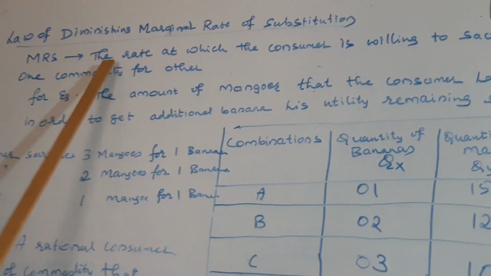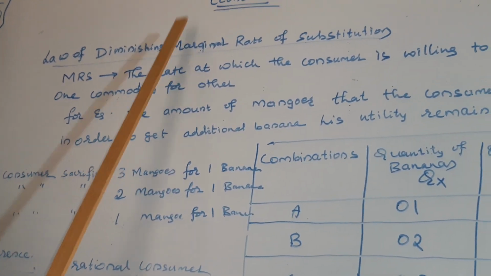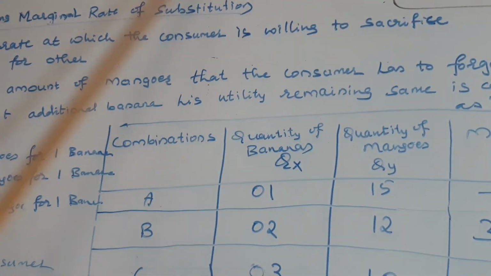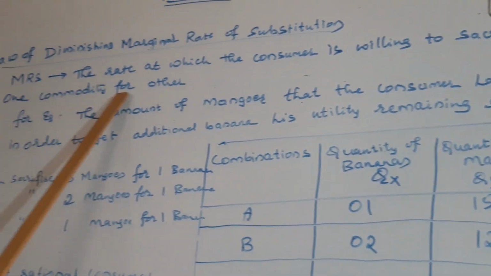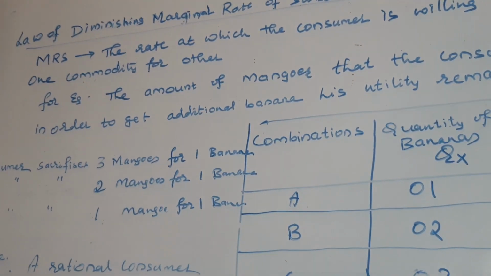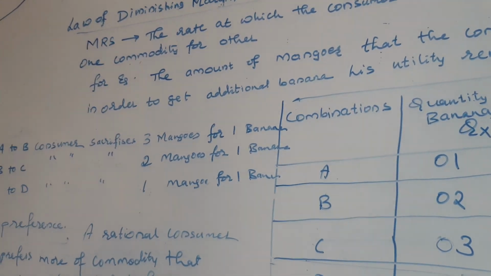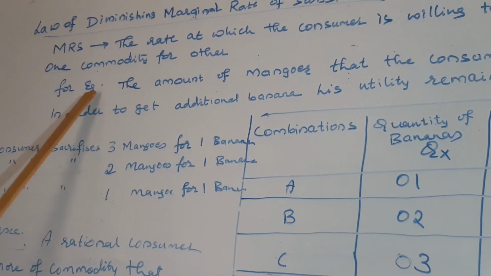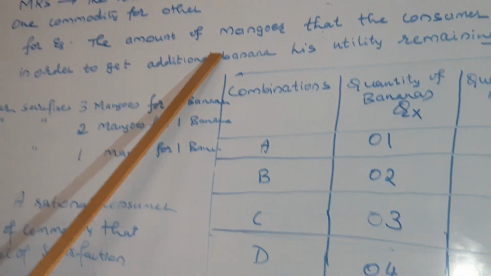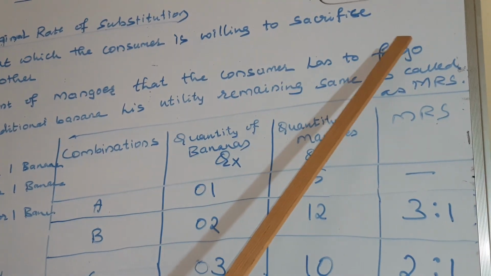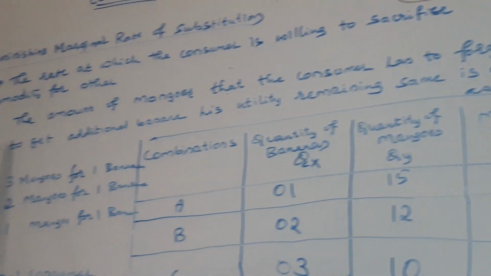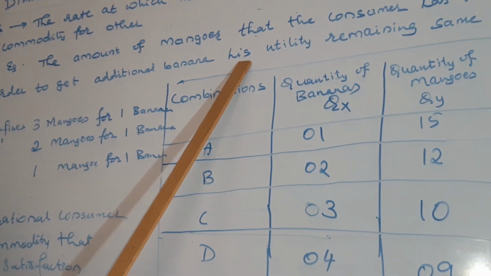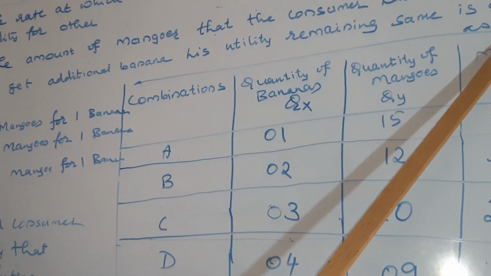And the meaning of MRS, what do you mean by diminishing marginal rate of substitution? I repeat, it is the rate at which the consumer is willing to sacrifice or forego one commodity for the other. It means when we go on increasing the consumption of the one commodity, we have to decrease the consumption of the another commodity. So here we can explain it with the help of an example. So here the amount of mangoes that the consumer has to forego. Forego means what here? Sacrifice, in order to get the additional banana, that is the extra banana, whereas his utility remaining the same is called as MRS.